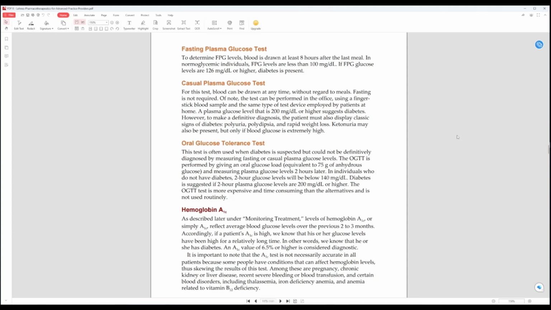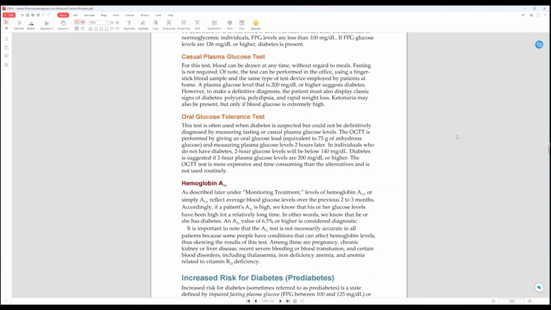The oral glucose tolerance test, or OGTT, is performed by giving an oral glucose load and measuring plasma glucose levels 2 hours later. In individuals who do not have diabetes, 2-hour glucose levels will be below 140. Diabetes is suggested if 2-hour plasma glucose levels are 200 or higher. The OGTT test is more expensive and time-consuming than the alternative and is not used routinely. One of the times that you will see this test being given is if you're pregnant and they're testing you for gestational diabetes.